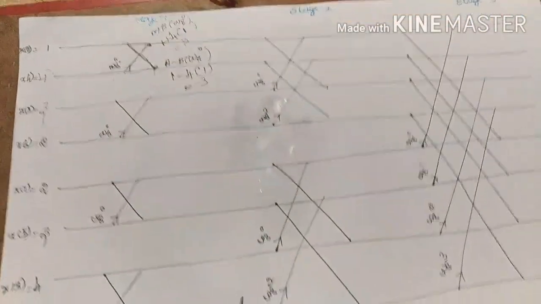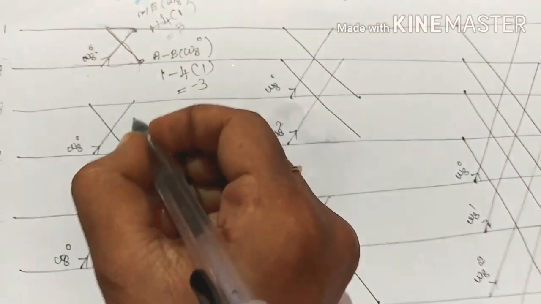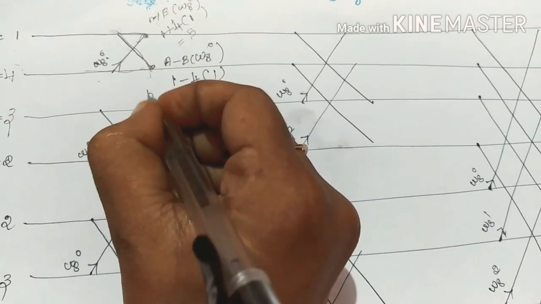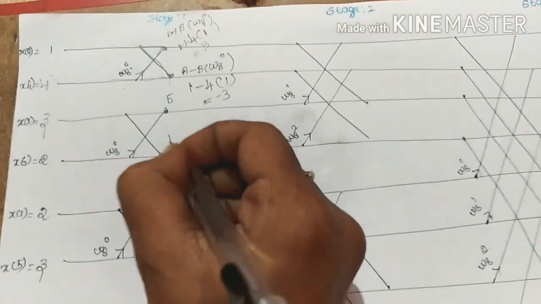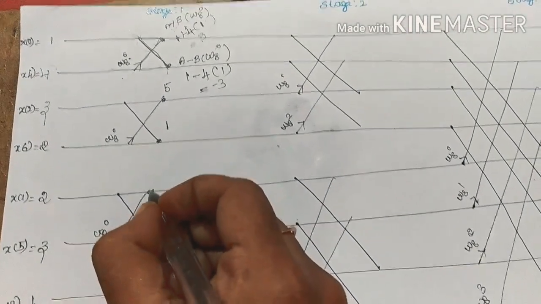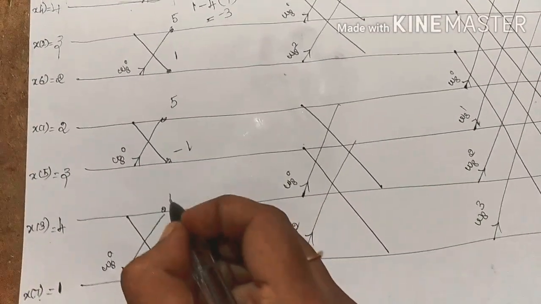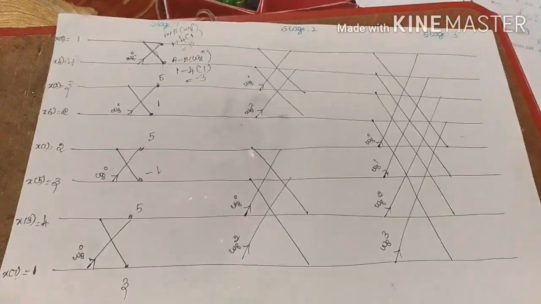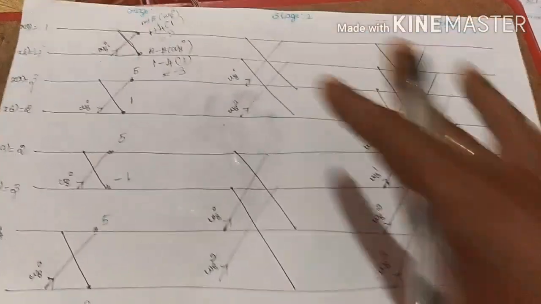This is the way to calculate all these values. Here I write only the answers. For this point, the final answer is 3. This point 1. This one is 5. This one is minus 1. And this one is 5. This one is 3. Okay. So we complete stage number 1. Then stage number 2.